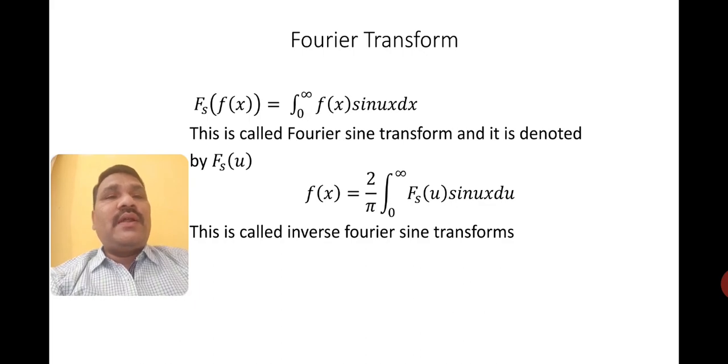Now the Fourier sine transform, what is that? It is the integral from 0 to infinity f of x sin u x dx, right? Please observe this clearly. It is confusing if you see it once, therefore remember what I wrote over here. This is called the Fourier sine transform and it is denoted by fs of u. Then f of x is equal to 2 by pi integral 0 to infinity fs of u sin u x du. This is called the inverse Fourier sine transform.